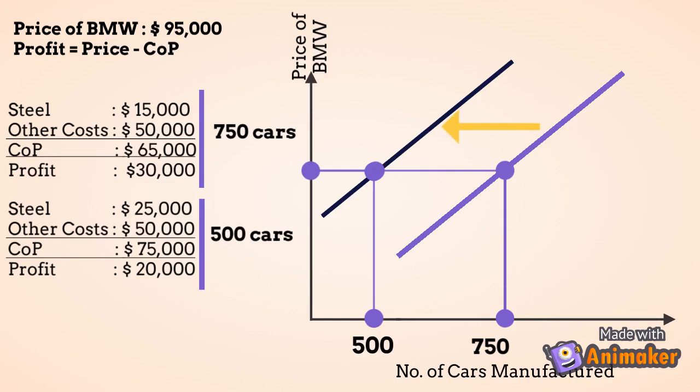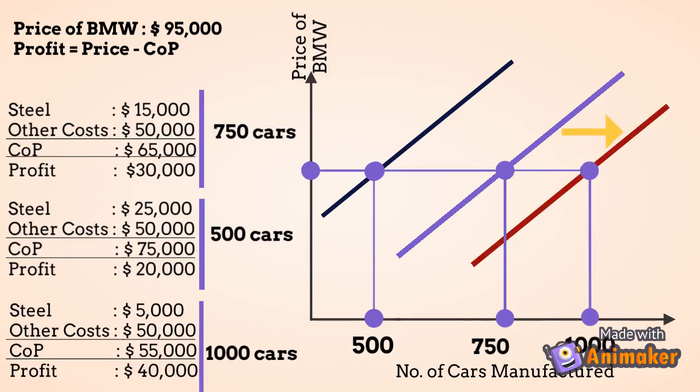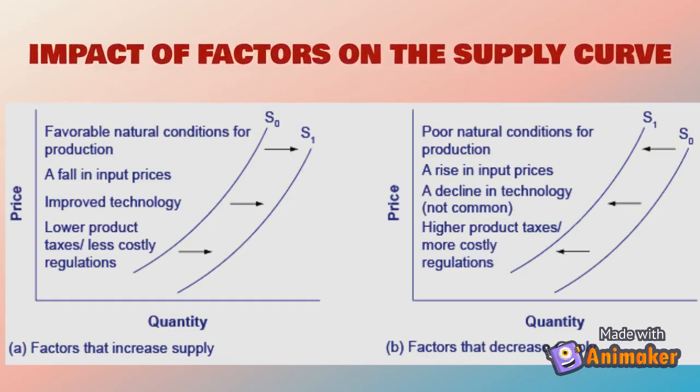Hence, the supply curve shifts to the left. On the other hand, if the price of steel falls, cars will become cheaper to manufacture. Thus, firms will profit more and hence are motivated to manufacture even more cars, shifting the supply curve to the right. There are other factors responsible for a shift in supply, and they are given here along with their impact.